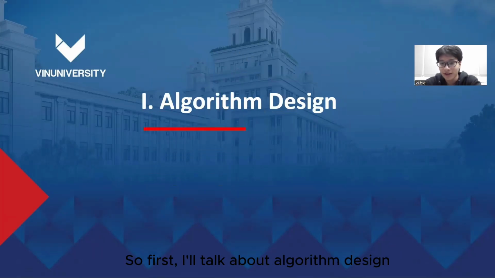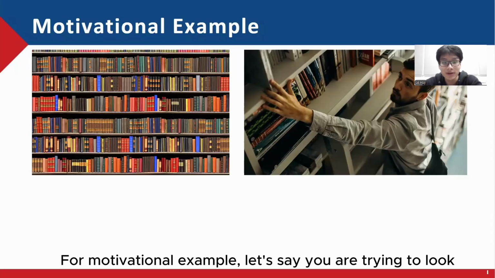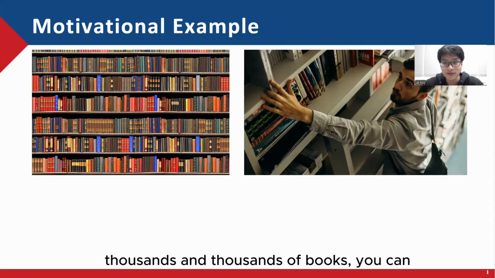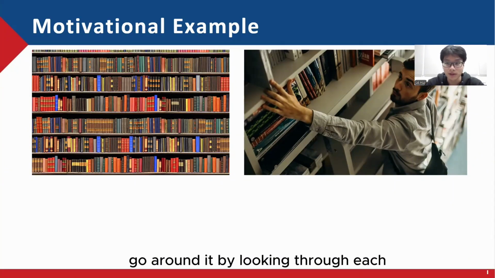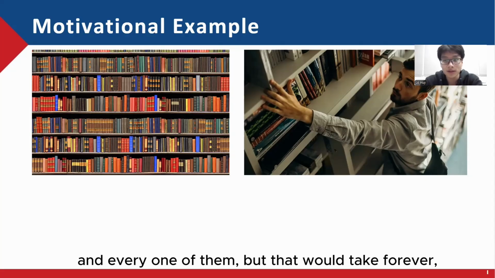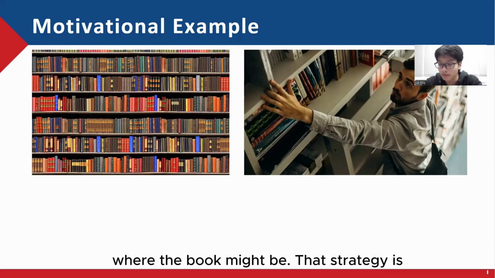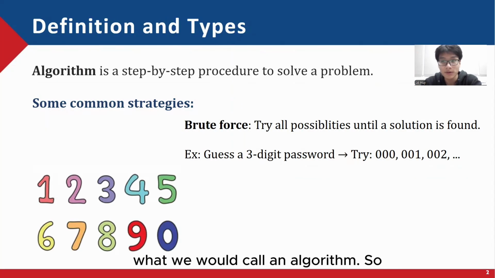First, I'll talk about algorithm design, with a motivational example. Let's say you are trying to look for a specific book among thousands and thousands of books. You can go through each and every one of them, but that would take forever. So you would try to come up with a clever strategy to quickly narrow down where the book might be. That strategy is what we would call an algorithm. Algorithms are basically step-by-step procedures to solve problems efficiently.